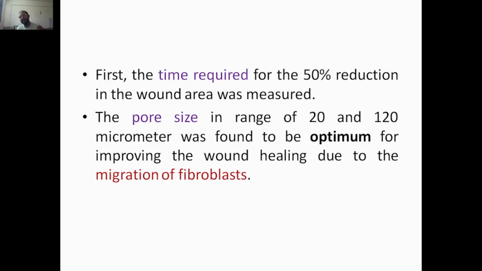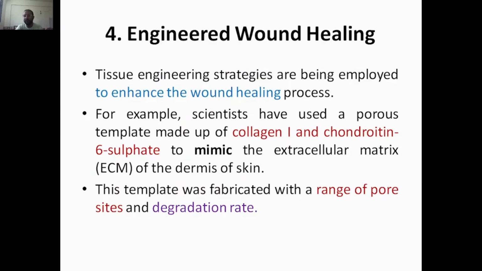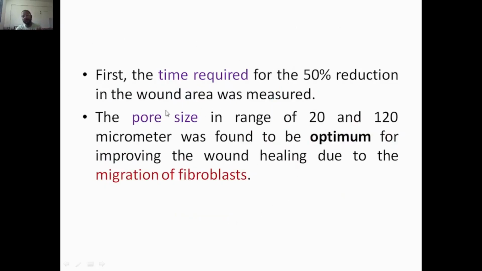Now the pore size in the range of 20 to 120 micrometers was found to be optimum for improving wound healing due to the migration of the fibroblasts. As I told you, they used different ranges of pore size and degradation rate, and here they found that around 20 to 120 micrometers is the optimum range. Optimum range is what you get after optimization.